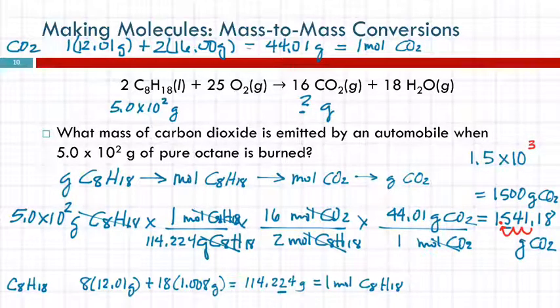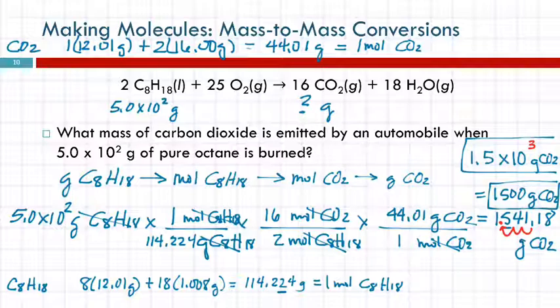And then you ask yourself, is it a big number or a small number? 1,500. It's a big number. How does Mrs. K feel about big paychecks? Positive. The exponent is positive. Grams of CO2. So this is a good answer. This is a good answer. Any questions?